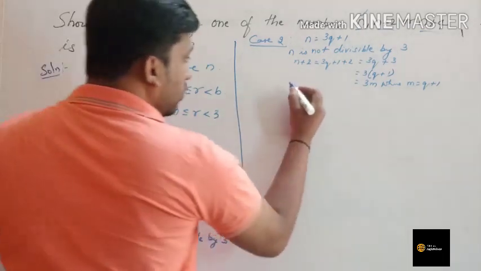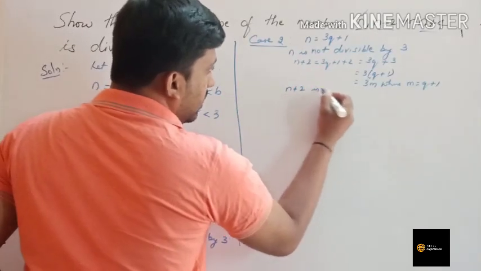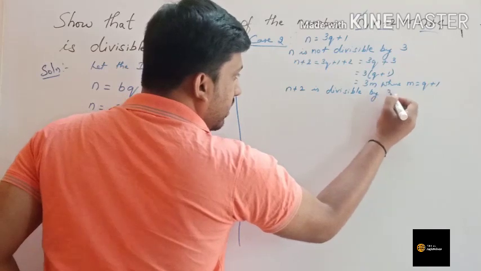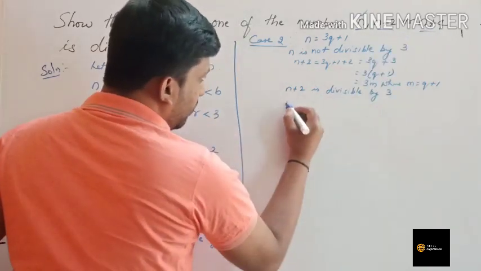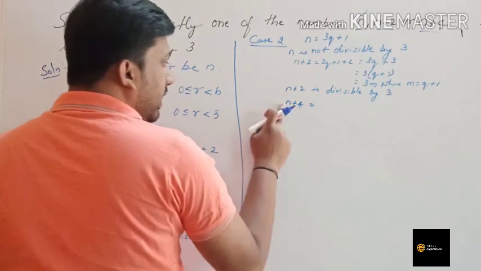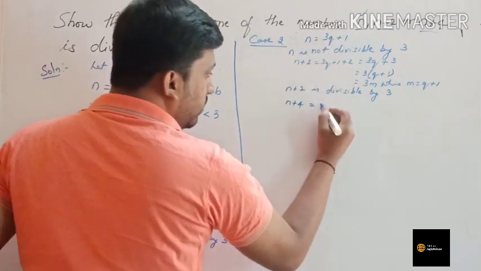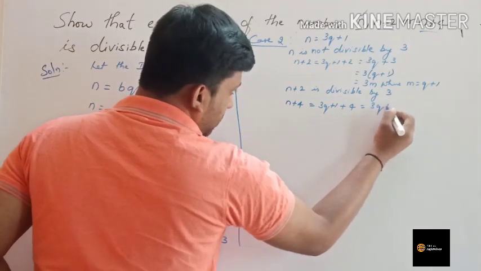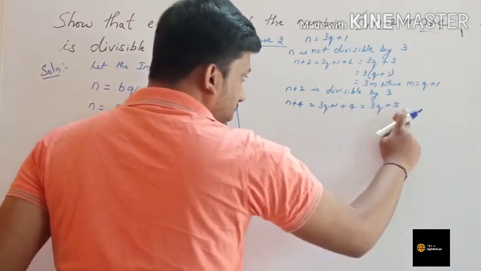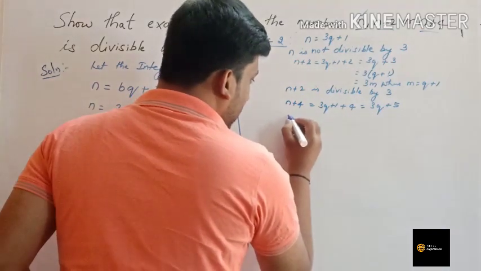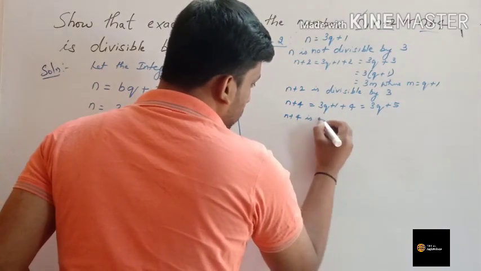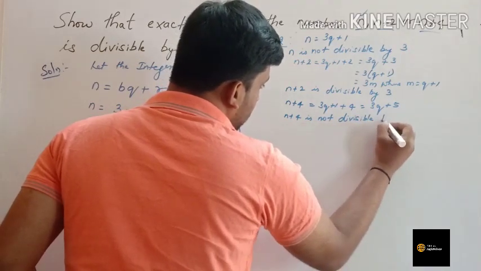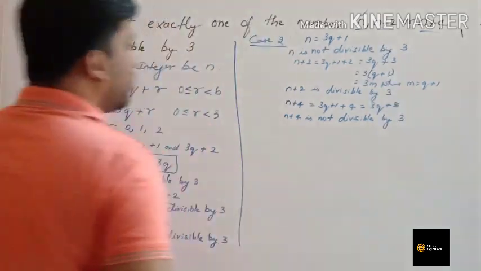So n plus 2 is divisible by 3. The third one I am going to consider is n plus 4, that is equal to, in the place of n, again putting 3q plus 1, so 3q plus 1 plus 4, that is equal to 3q plus 5. So again I have got some remainder here. So here n plus 4 is not divisible by 3. So this is case 2.